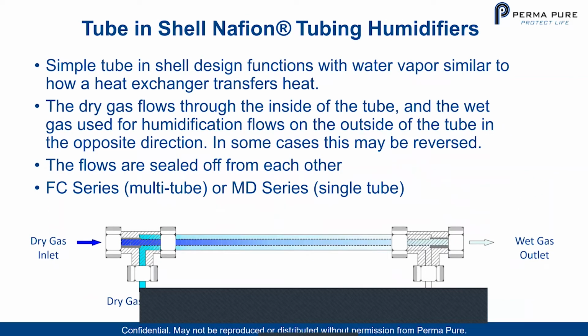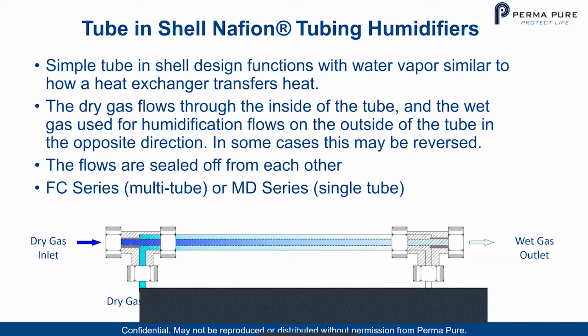So let's look at tube and shell Nafion tubing humidifiers. These work just like our dryers. You've probably seen this before in our previous presentations, but I want to point out that we're looking at water and we're looking at humidification. With this type of humidifier, you're putting the dry gas in through the center of the tube there in dark blue, and your wet gas is coming in the opposite direction from the right to the left, and that's coming in white and turning light blue, leaving out to the left.